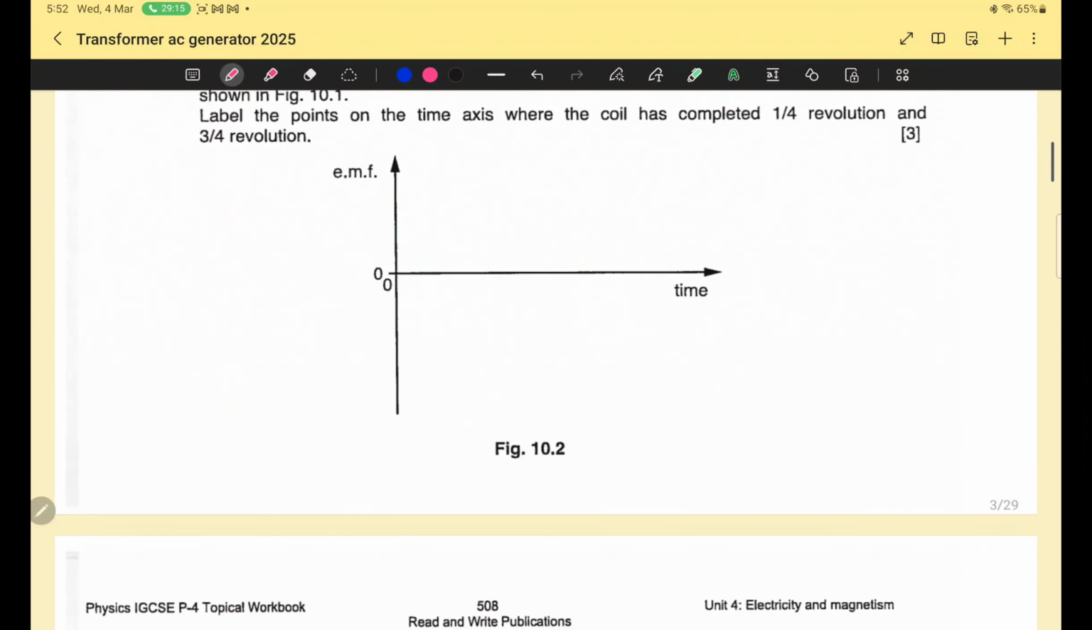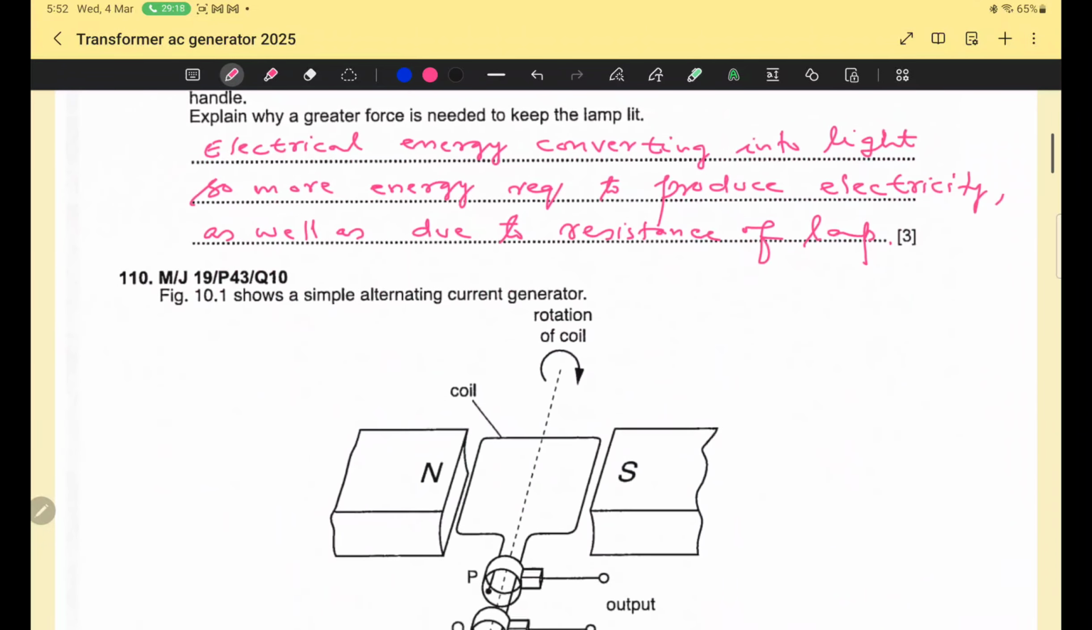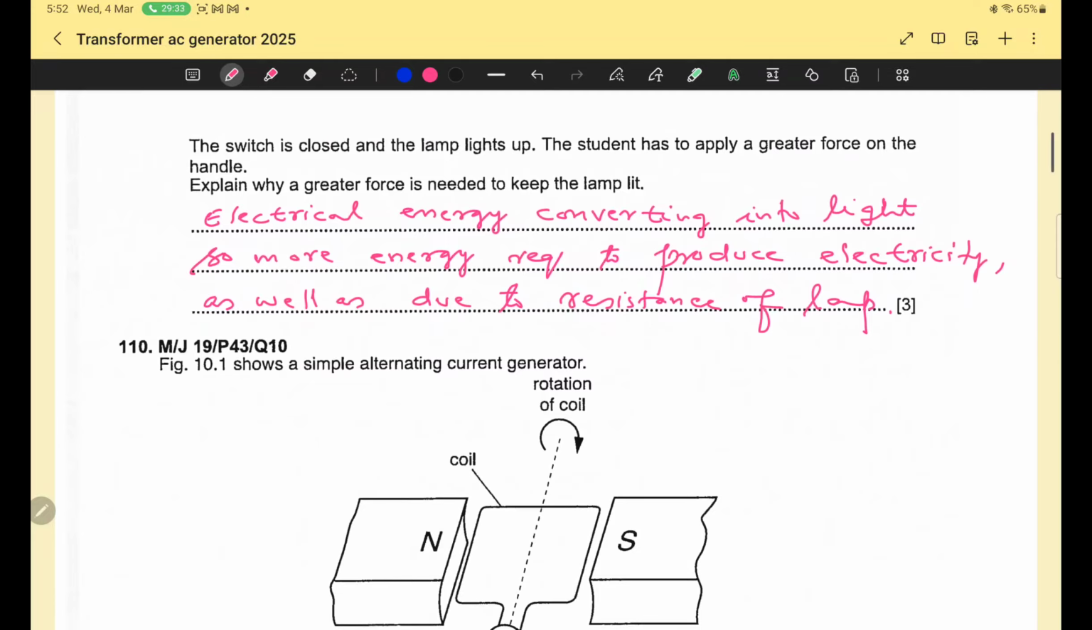My answer is also right, in which I am saying electrical energy is converted into light energy. So more energy is required to produce electricity. As well as there is a resistance of the lamp, so the student needs more force to turn that coil. As well as, according to Lenz's law, you can answer.